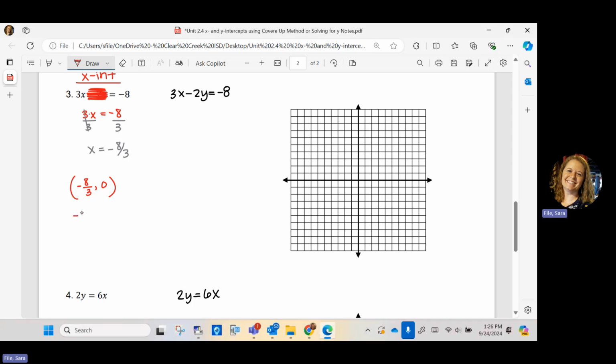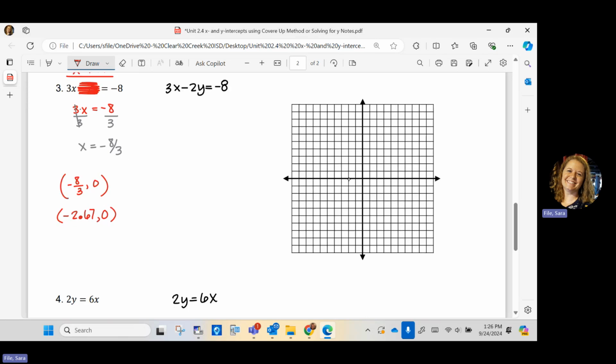In this case, -2.6 repeating. So I would say -2.67, 0. So when you go to graph that, you're going to go left 2.67, so between -2 and -3. So approximately there.